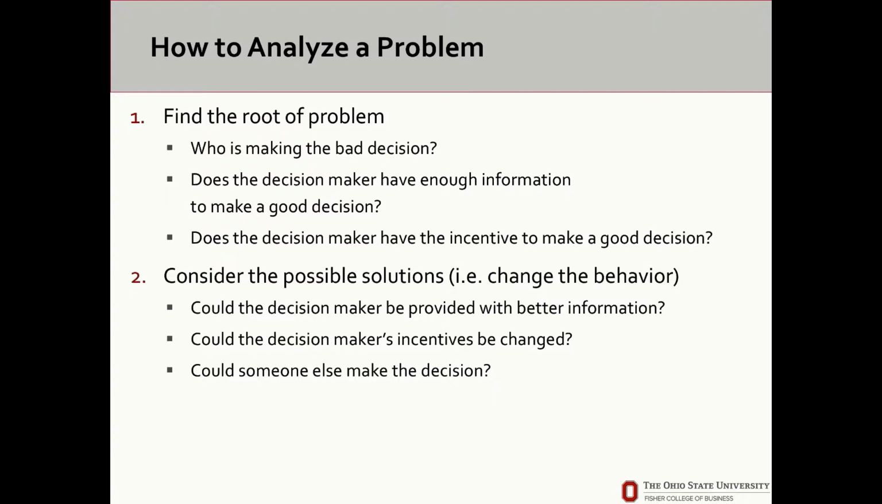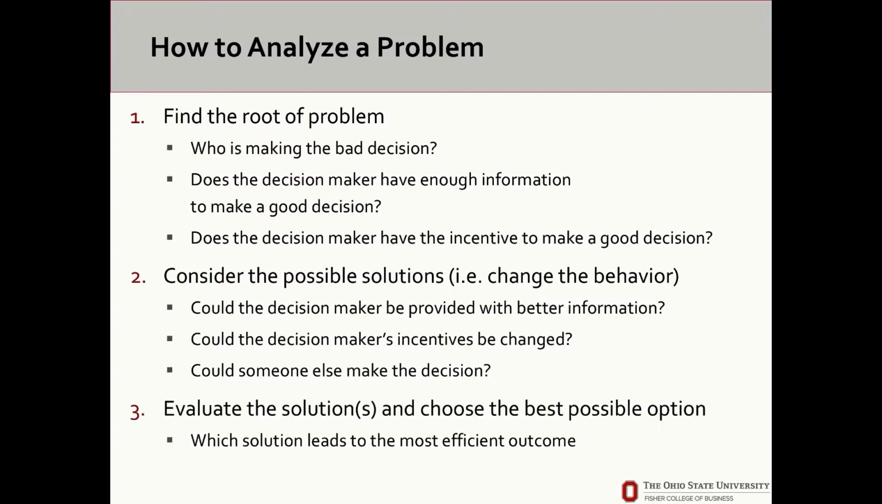It could be best just to change the person who makes the decision. Passing a decision up the chain of command is more likely to result in a decision maker being aligned with the goals of the firm. However, this can create other problems that we will talk about later in the class. Finally, evaluate the solutions. Choose the solution that maximizes efficiency for the firm.